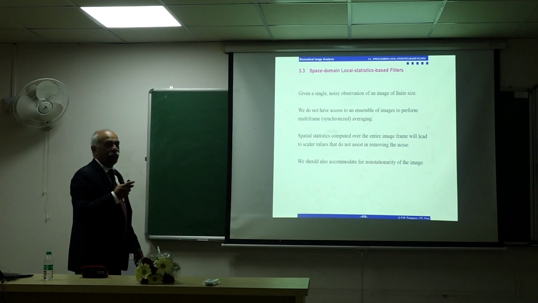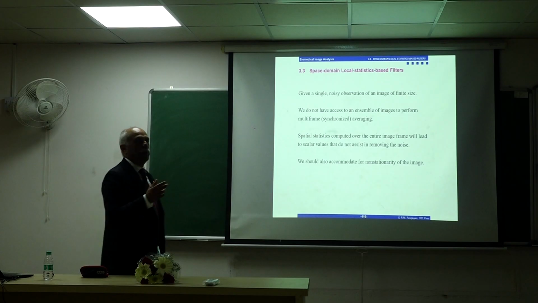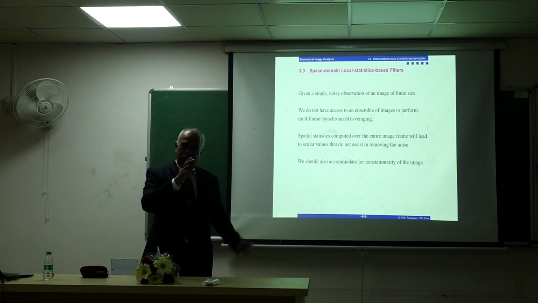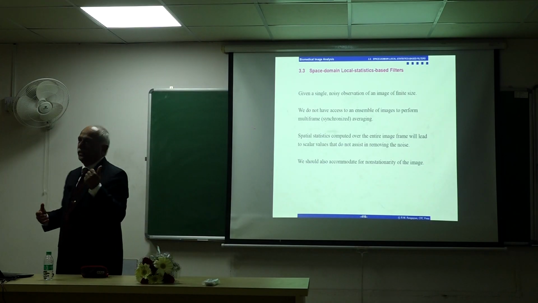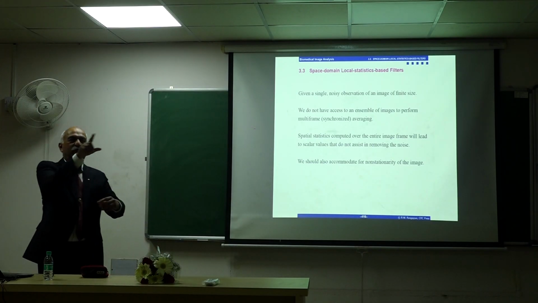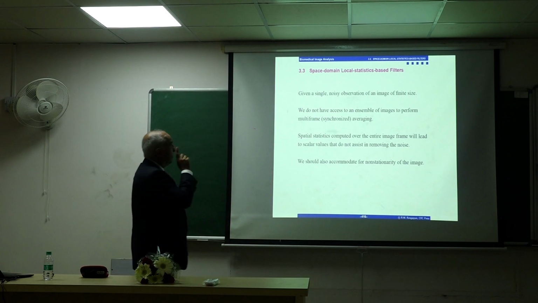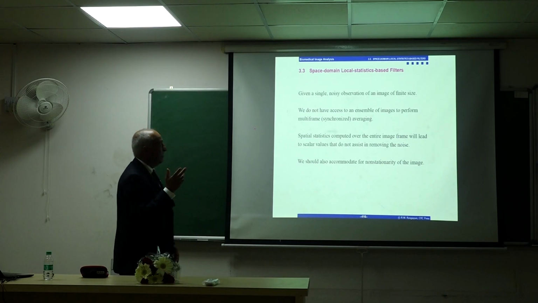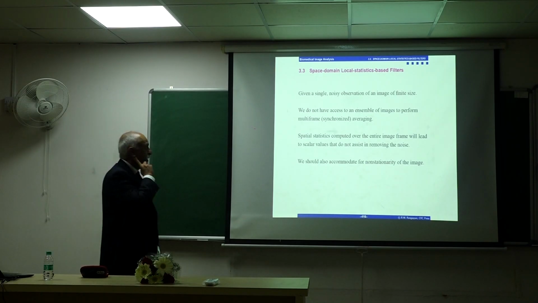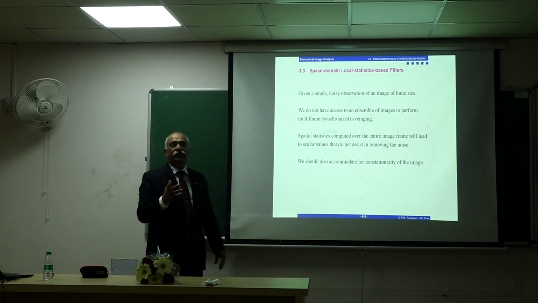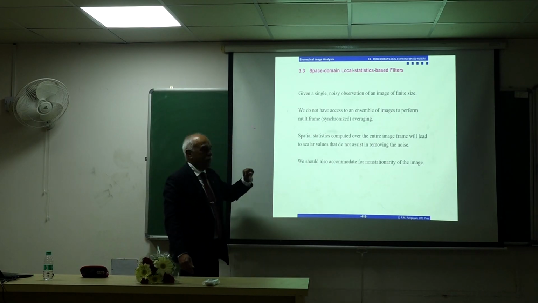Space domain operations using local statistics, like temporal moving window averaging of 1-D signals. If you don't have an ensemble of images to do multi-frame averaging, given only one image, you average over space using a local window. So given a single noisy observation of an image of some finite size, we do not have any access to an ensemble of images, and you may not even know the PDF of the image. So spatial statistics are computed over the image.